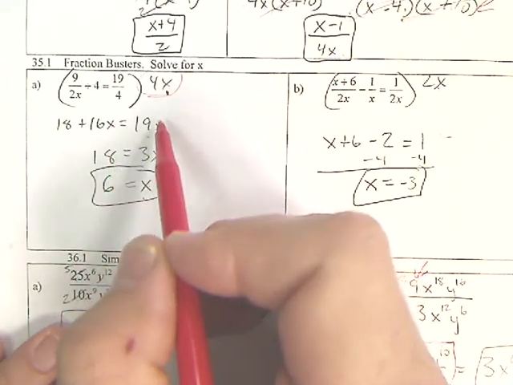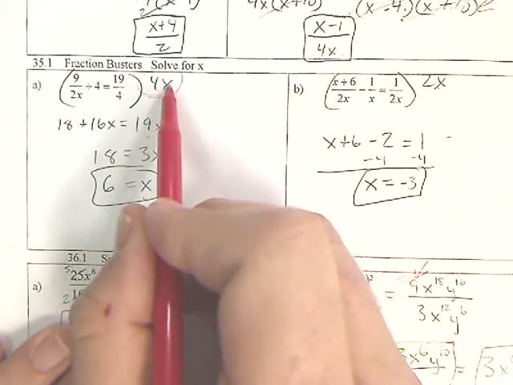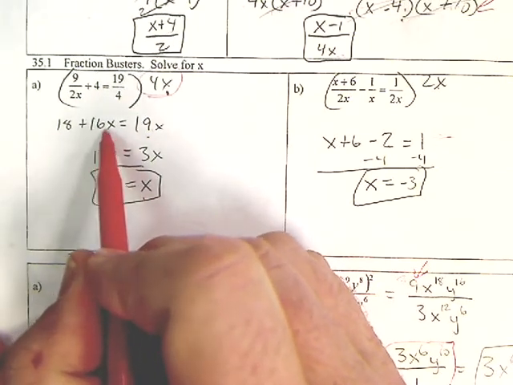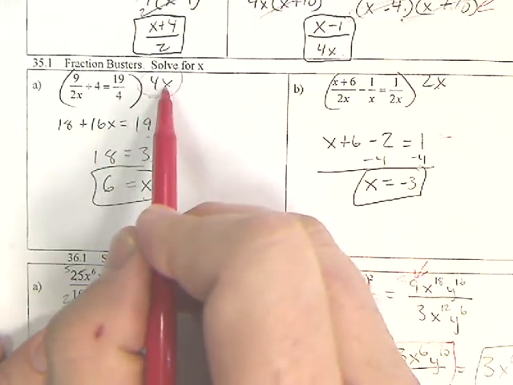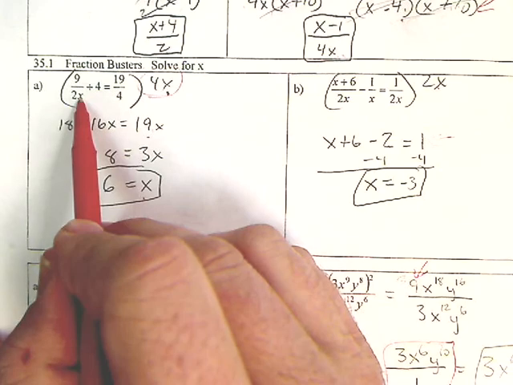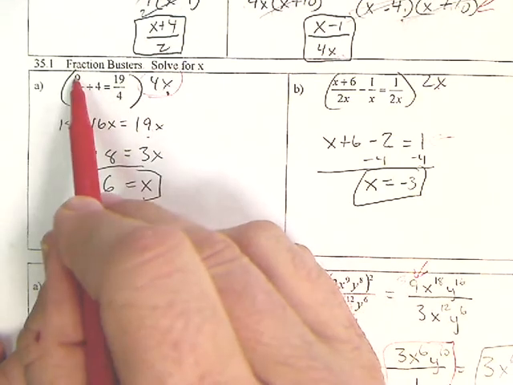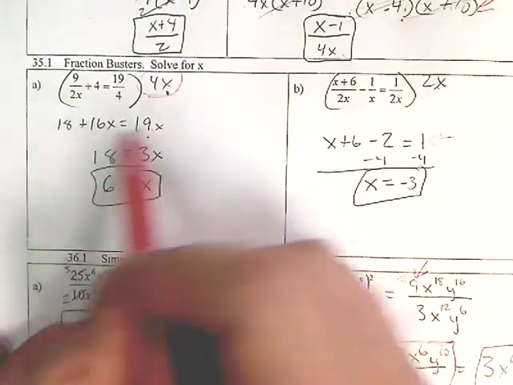X times 19 is 19x. 4x times 4, 16x. 4x divided by 2x is just plain old 2. 2 times 9 is 18. Then just solve the equation.